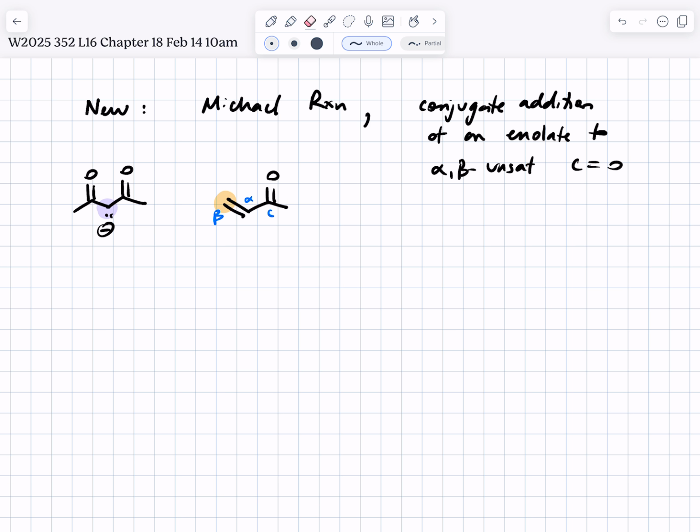So today we'll be talking about a nucleophile, meaning the enolate, attacking the beta carbon of an alpha-beta unsaturated carbonyl compound as an electrophile. That's going to be the pattern. Enolate nucleophile, alpha-beta unsaturated carbonyl compound, electrophile.